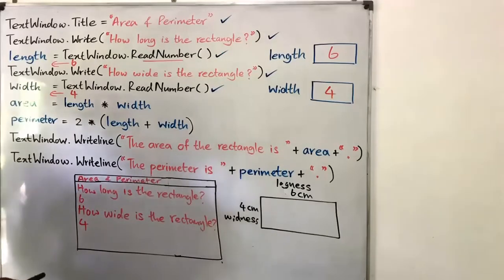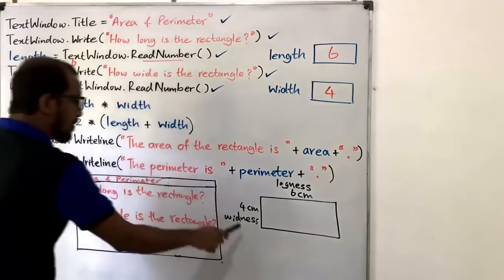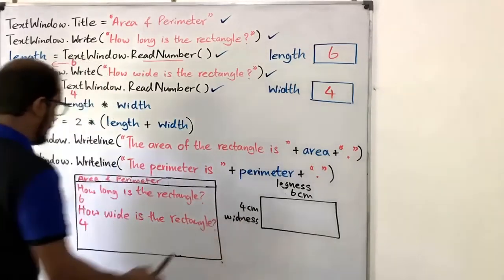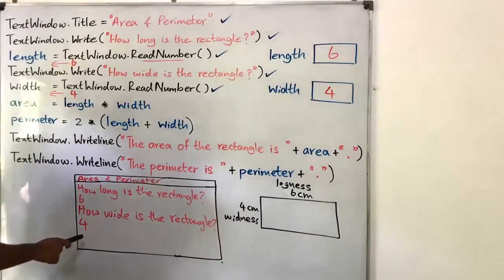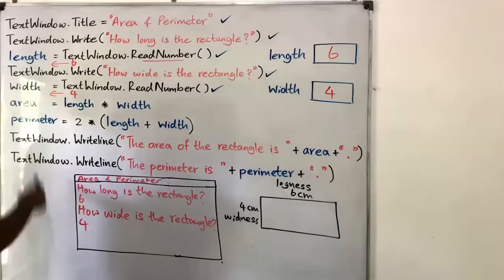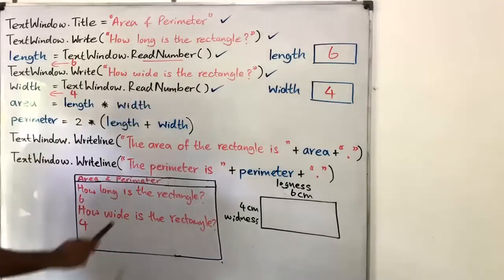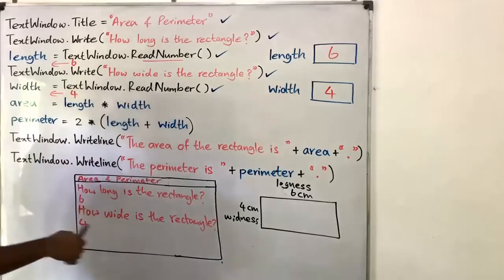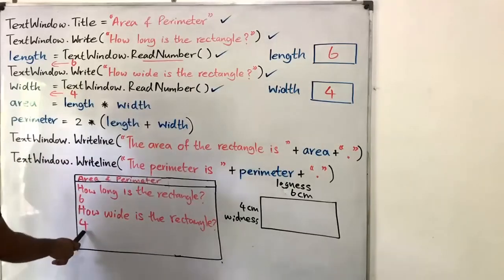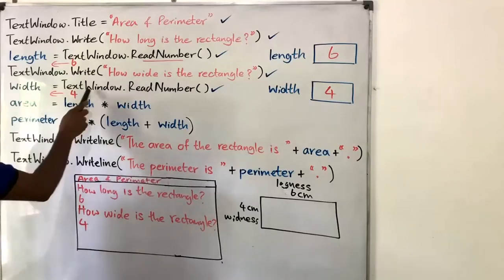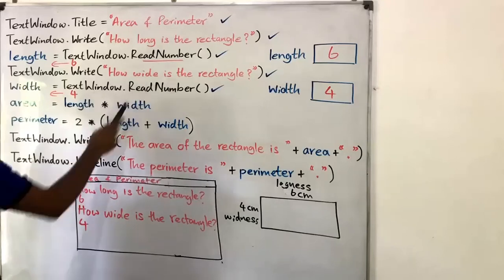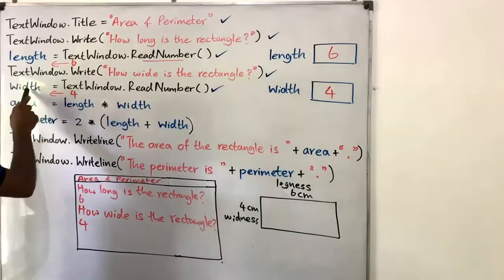What is the answer? Wideness, or breadth. It is 4. So he will type the value 4 and press the enter button. In the fifth statement, what happens? Text window, read the number. The newest value is 4. He will read the value 4 and give that number to the variable width, or assign that number to the variable width.